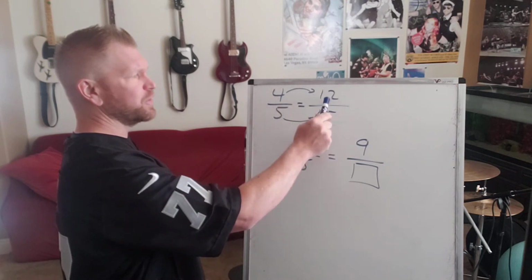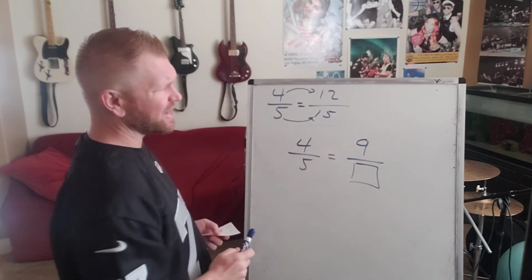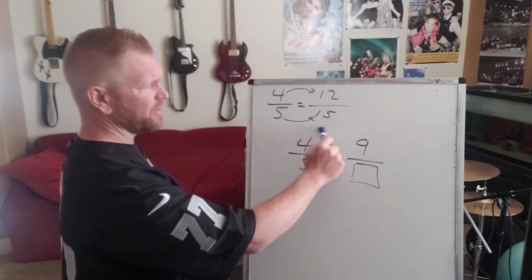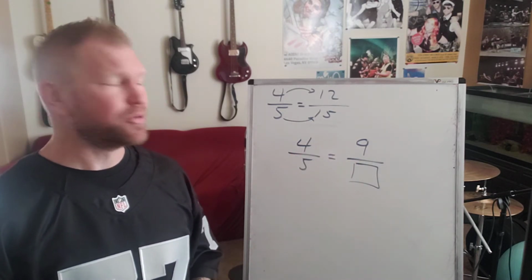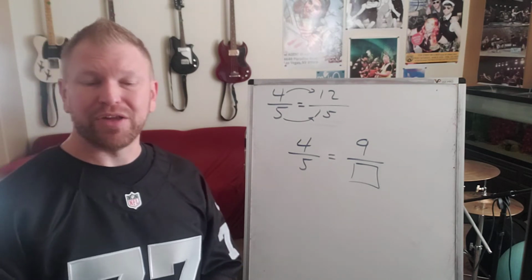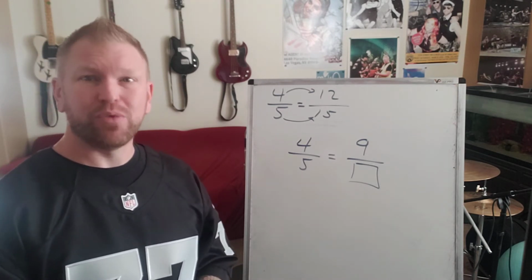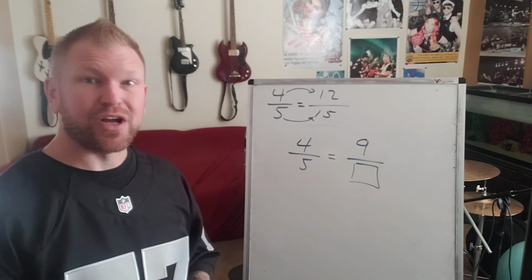Some of you can figure it out, but it's not as obvious because it's not like a multiple of 4. Like 4 times 3 is 12. 12 is a multiple of 4. 9 is not a multiple of 4. So to multiply 4 to get to 9, you'd have to multiply by a decimal number or a fraction number, and that's going to be a little bit trickier to think about. So instead of doing it that way, there's a different way we could solve this problem using the cross products.